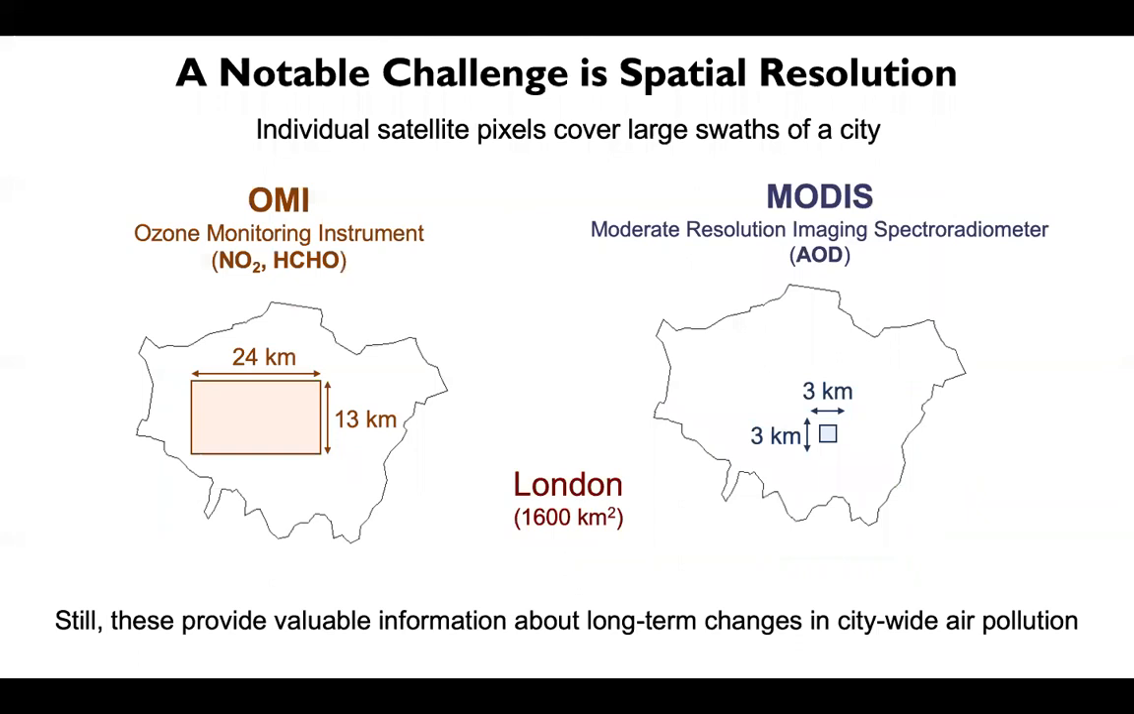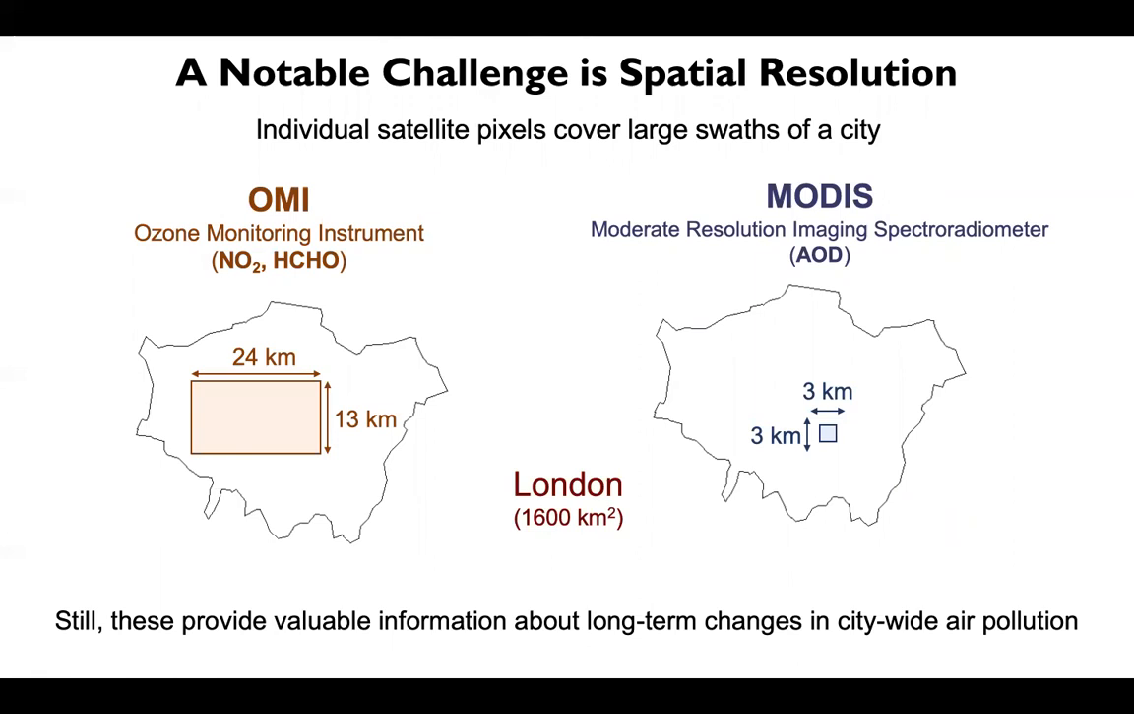And I do mention that spatial resolution is improving, but it still is a challenge. And this is just highlighted in this image shown here. So the spatial resolution covers quite large swaths of a city. So for the Ozone Monitoring Instrument, or OMI, shown on the left, you can see that 1 pixel from OMI can take up quite a large proportion of London. For MODIS, it's finer resolution, but it's still 3 kilometers by 3 kilometers. So we're not going to see postal code level air quality or air pollutant concentrations.